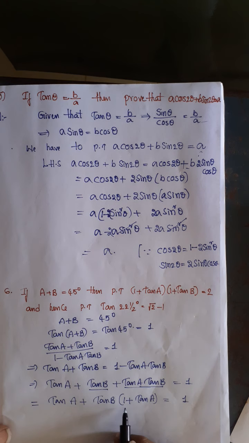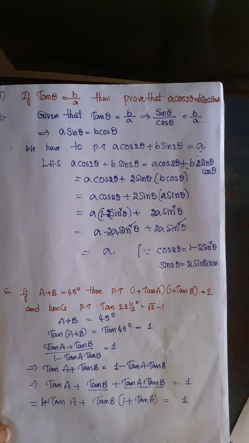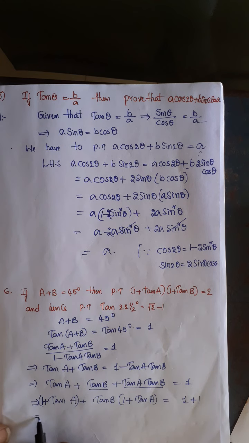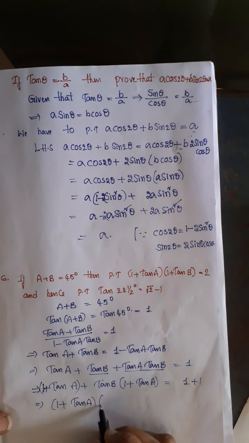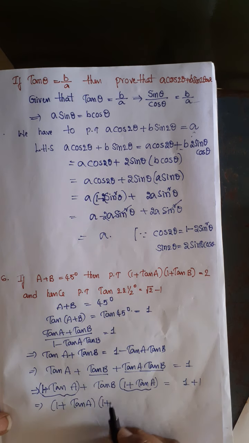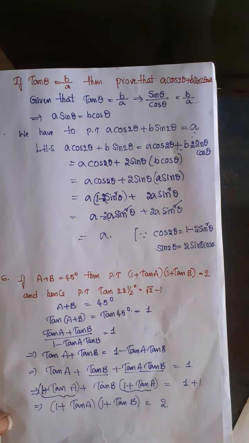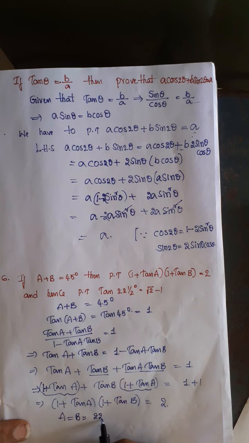Here you can't take 1 plus tan a common. If you want to take 1 plus tan a common, we should have plus 1 here, so I am adding plus 1 here and here also. Now you take this combination, 1 plus tan a common: 1 plus tan a into 1 plus tan b is equal to 1 plus 1, which is 2, hence proved.